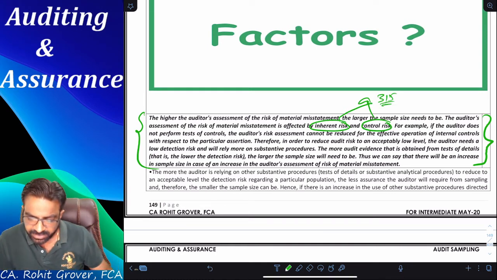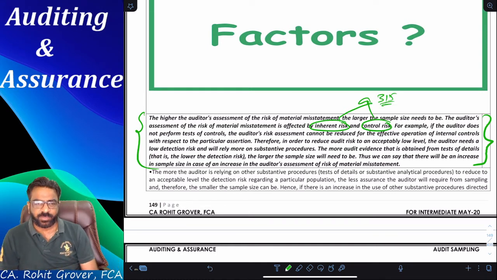For example, if the auditor does not perform the test of controls, the auditor's risk assessment cannot be reduced for the effective operation of internal control with respect to a particular assertion. Therefore, in order to reduce the audit risk to an acceptable level, the auditor needs a low detection risk and will rely more on substantive procedures. The more audit evidence that is obtained from the test of details, that is, the lower the detection risk, the larger the sample size will be. Thus, we can say that there will be an increase in sample size in case of an increase in the auditor's assessment of ROMM.